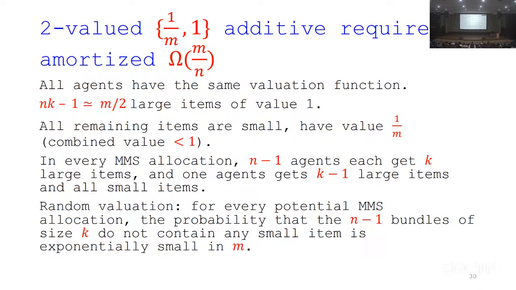So if we pick just a random valuation function with this property that nk minus 1 items are large, then if we look now at every potential MMS allocation, what is a potential MMS allocation? It's n minus 1 bundles of size k, and the other bundle with all the other items. So if we look at such an allocation, and now we choose at random the valuation, the probability that this would be acceptable for this valuation would happen only if none of the small items is in any of the bundles of size k, but this has exponentially small probability of happening. So this implies that you need communication which is the log of exponential in n, so you'd need order m total communication, or order m over n communication per agent.